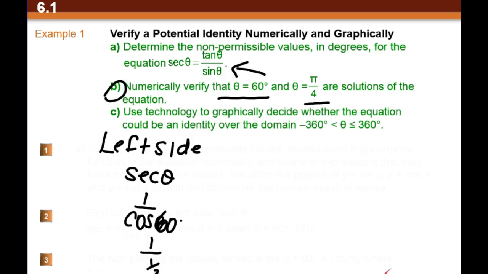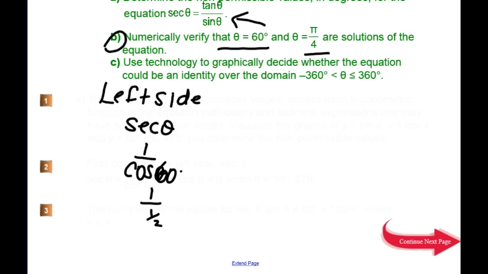Okay? And there's nothing worse than a fraction over a fraction. So we flip it to fix it here. Okay, so this will cancel, and we have 1 times 2 is 2, divided by 1 is 2. So secant at 60, our answer should be 2. Okay, that's the left side, and we got to see if it matches the right side.